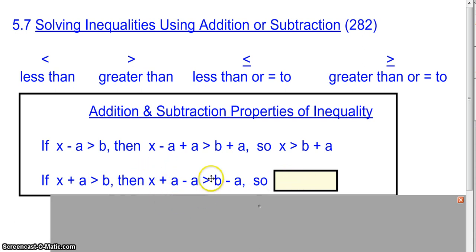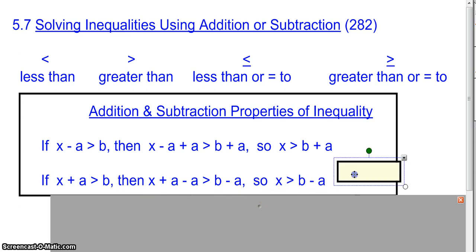What's left over here? Just, no, over here. When you simplify this side, right? I have plus a and minus a. So don't those eliminate the a's? No? So what's left then? Just x. Good. So x is greater than b minus a. Okay? If we knew b and a, we could simplify that too, but we don't know it. So we leave it as it is.